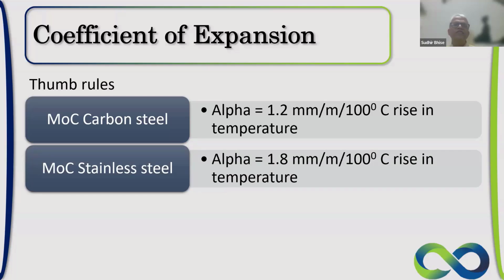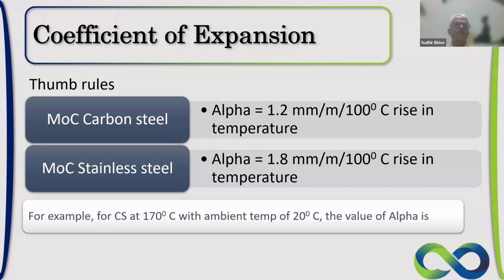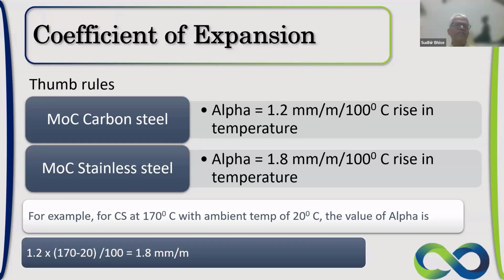And from that alpha value, once you know the system geometry, you will be easily able to calculate the amount of loads expected on the connected equipment. So let us take one example. If we have carbon steel material at 170 degrees Celsius, and the ambient temperature is 20 degrees Celsius, what is the value of alpha with respect to the above thumb rules? Let us see. The figure turns out from a simple equation.